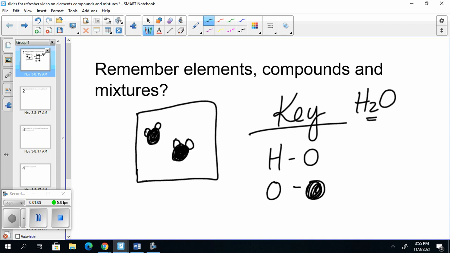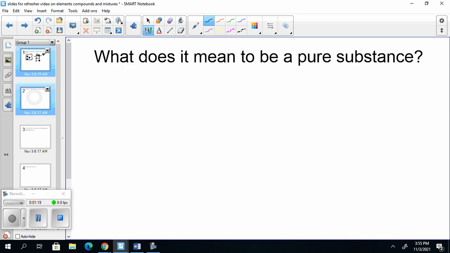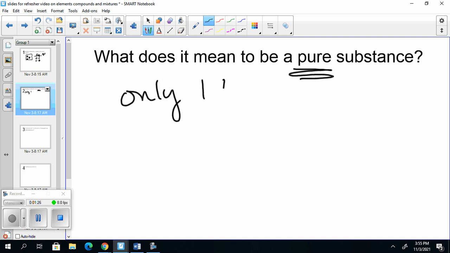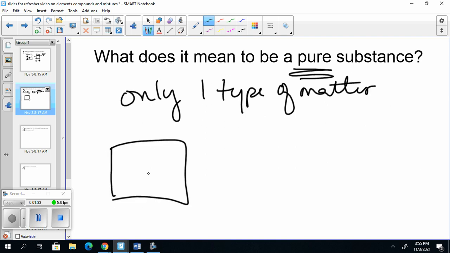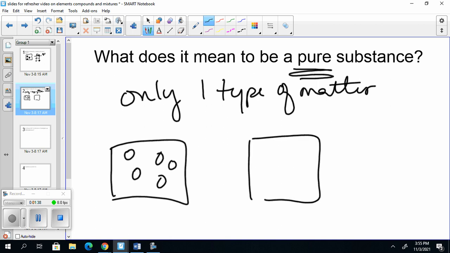And then I could continue drawing more in here. And right now it appears as though I have water vapor because I'm drawing them far apart. If I drew them closer together, I can make it a liquid or even a solid. All right, what does it mean to be a pure substance? Pure substance means that there is only one type of matter. So I'm going to show you two examples. This is a pure substance because they are all the same. And this that I drew on the last slide, this is also a pure substance.